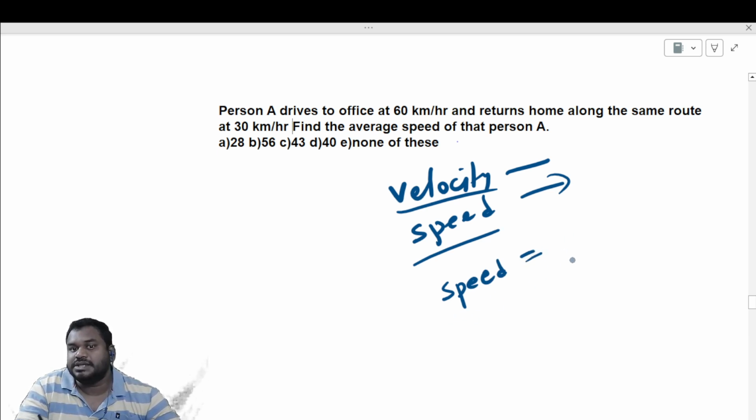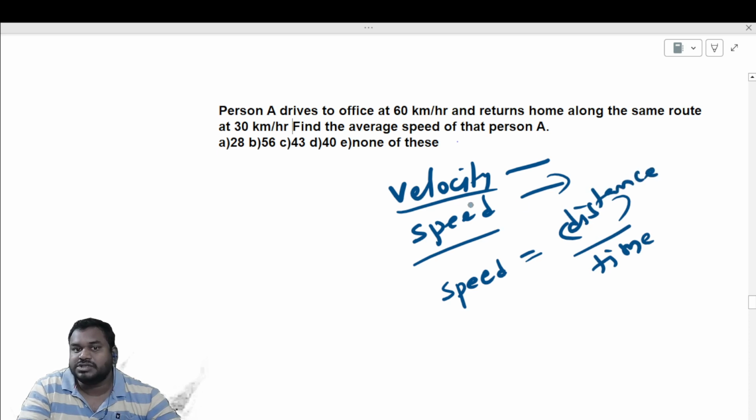See, speed is nothing but total distance covered divided by time. Distance, not displacement. Velocity is displacement by time, while speed is distance by time. Here, forget about velocity, just think about only speed, distance by time.